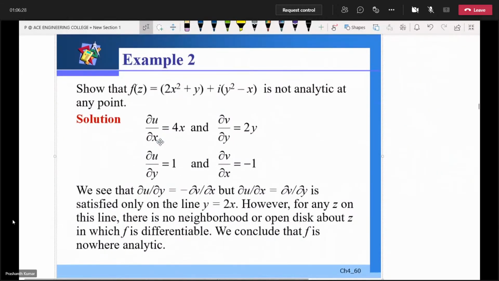Example 2. Show that f of z is equal to 2x square plus y plus i into y square minus x is not analytic at any point. At any point, it says, see, not analytic. First we find the Cauchy-Riemann equations. For that, dou u by dou x is equal to 4x. Directly I am doing here. Here this is u plus iv. Okay, so dou u by dou x is 2 into 2, 4x.